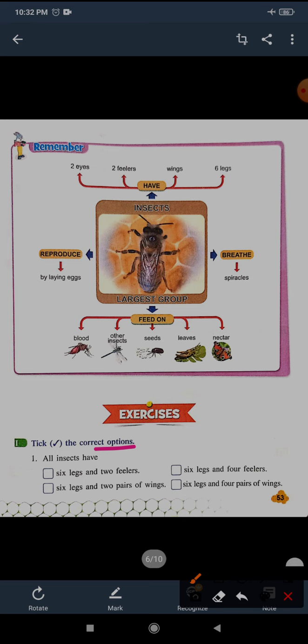All insects have, and there are four options: 6 legs and 2 feelers, 6 legs and 4 feelers, 6 legs and 2 pairs of wings, 6 legs and 4 pairs of wings. The correct option is 6 legs and 2 feelers, because all insects have a maximum of 2 feelers, not more than 2, and wings are not present in all kinds of insects. So this is true for all kinds of insects. Now come to the second question.